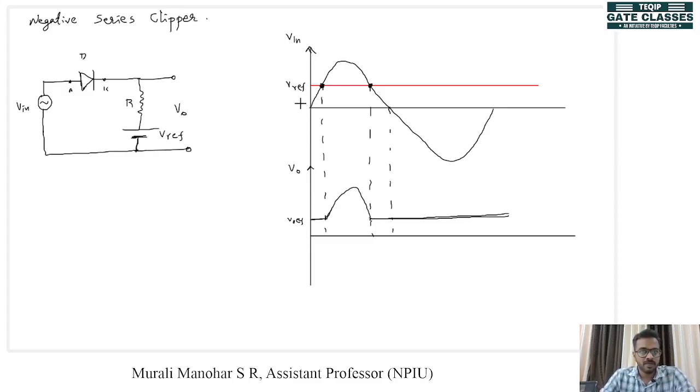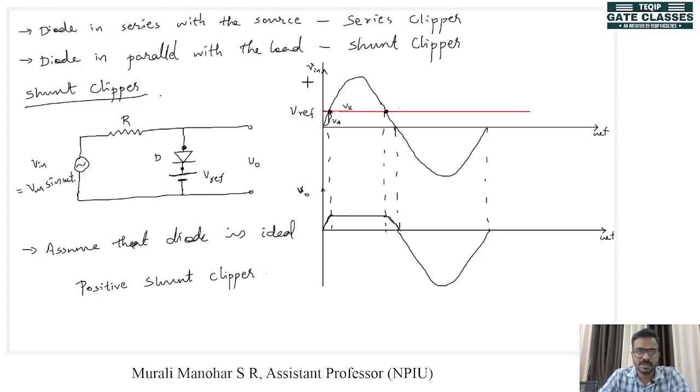Now I leave one job to you, that is, you have to find the circuit for a positive series clipper, and that job is left to you. By looking at these two circuits, you might have got an idea how to do that. Okay.